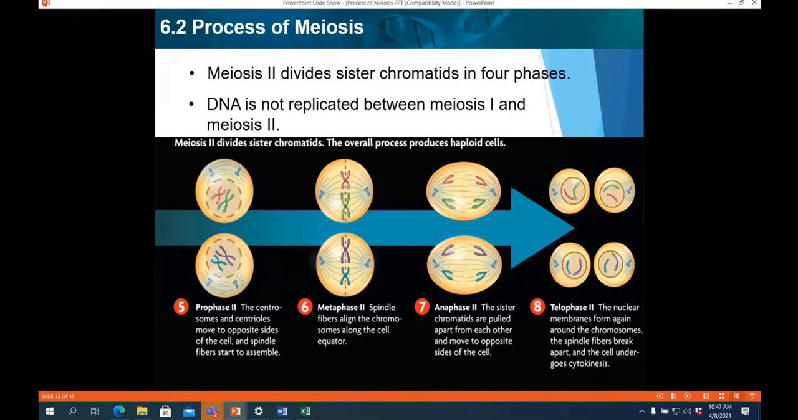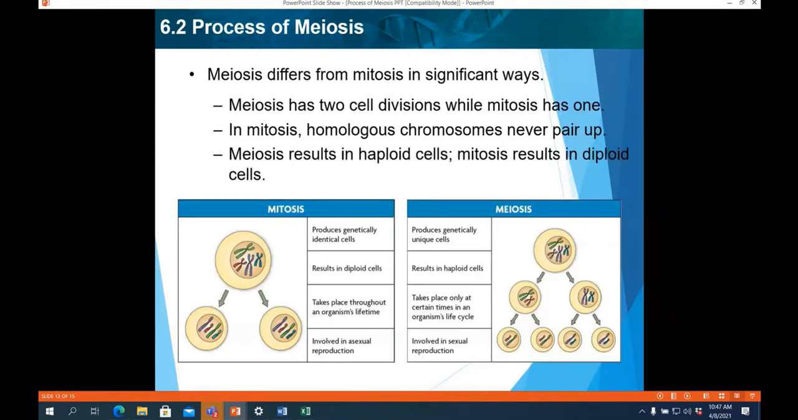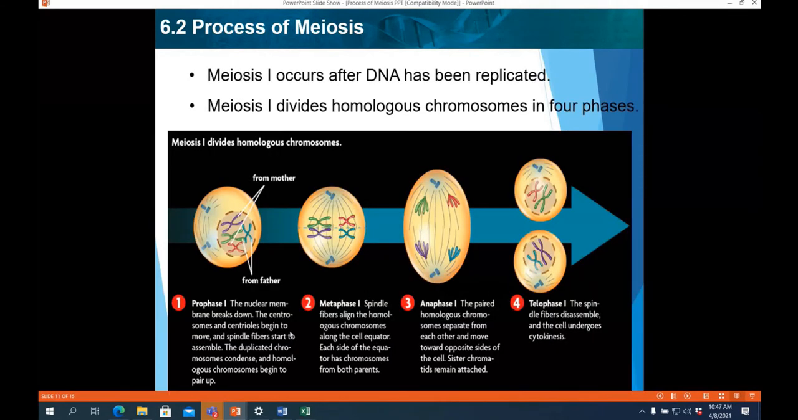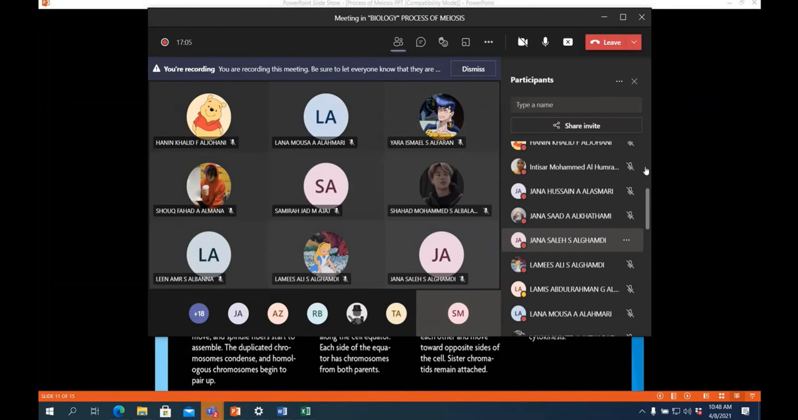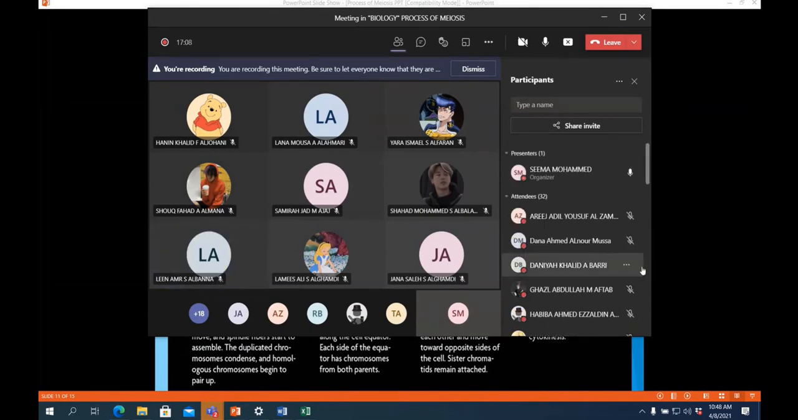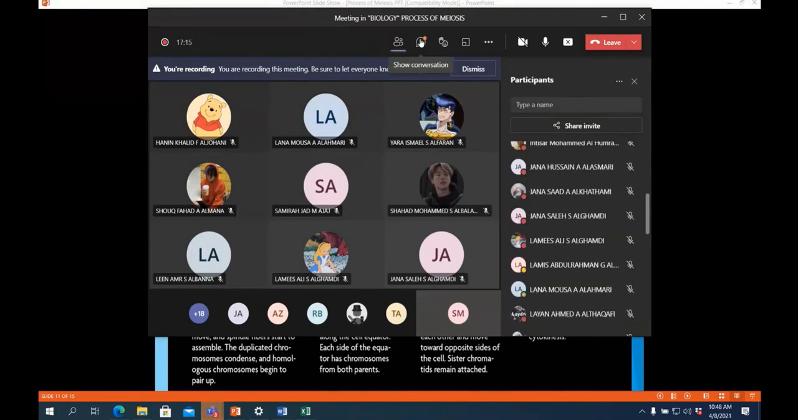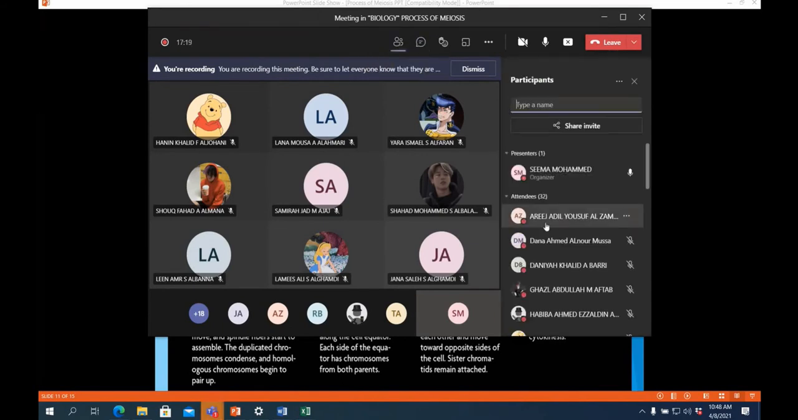Got it, ladies? Any doubts or questions from meiosis 1 and 2? Please ask me if you have any doubts or questions. Is it clear? Yes. Leen, Layan, Lana, Musa, yes, yes. Dana, Haneen, Habiba. Is it clear, Shuk? Okay, Shuk also says it's clear.